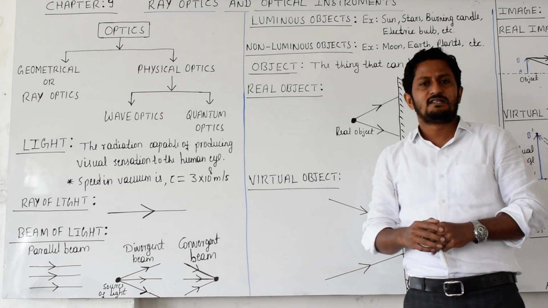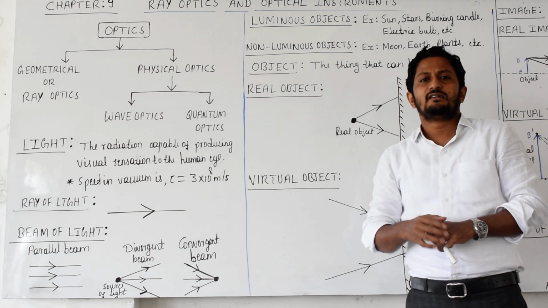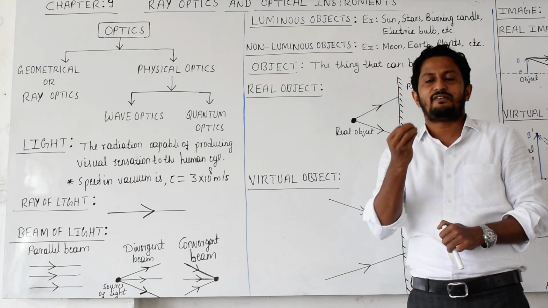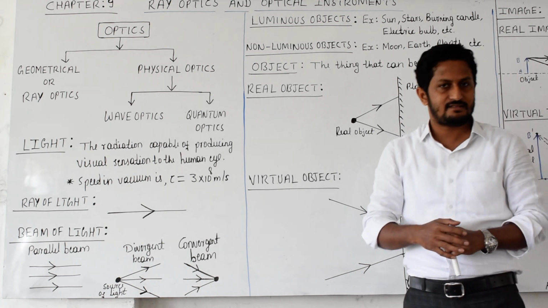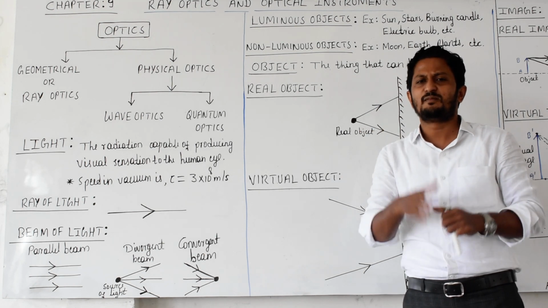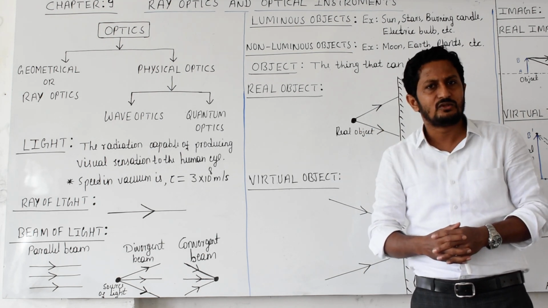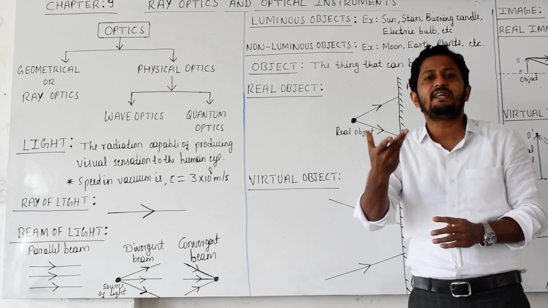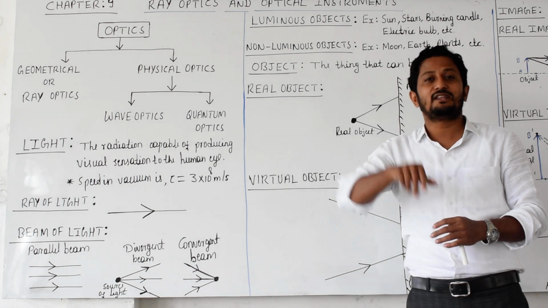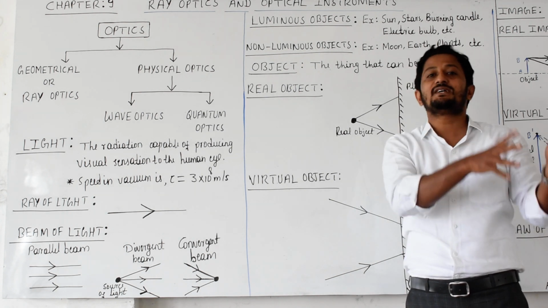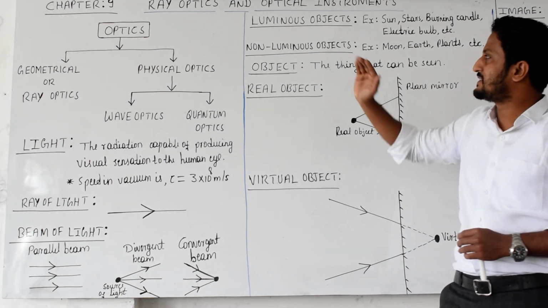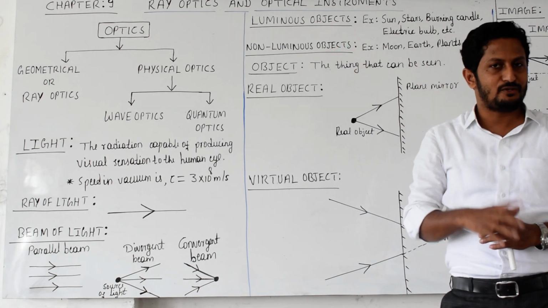There are many, even some living things. We call them fireflies. They emit their own energy. Like that, there are many insects which emit their own light. So we call those insects luminous objects. Have you understood? Yes. Then next, non-luminous objects.